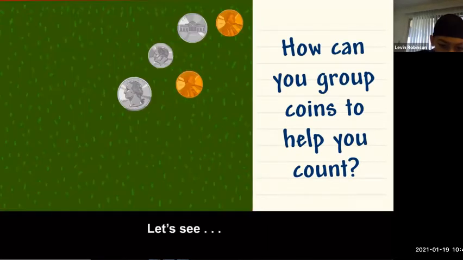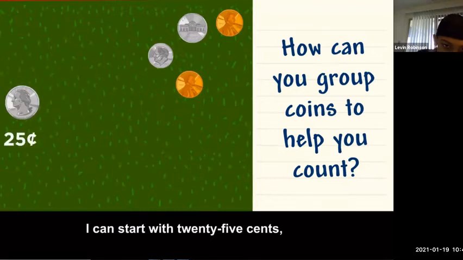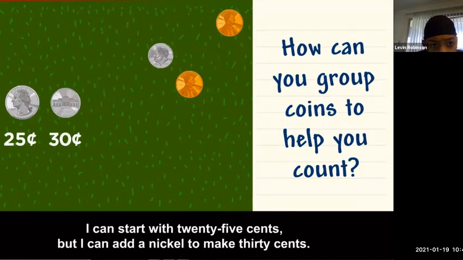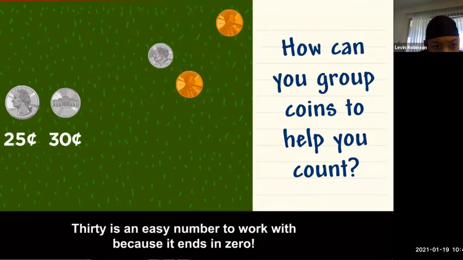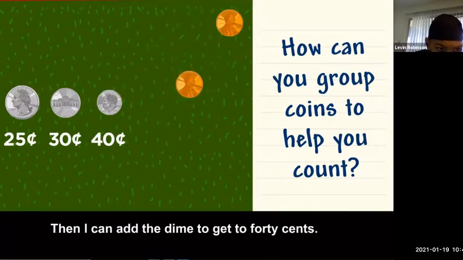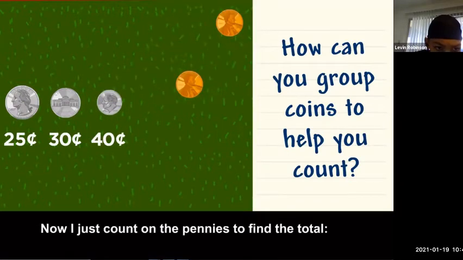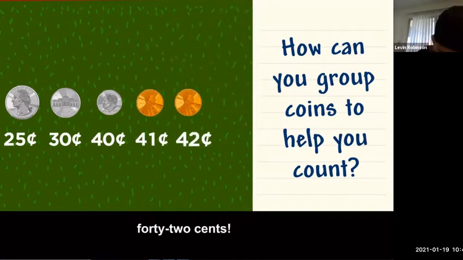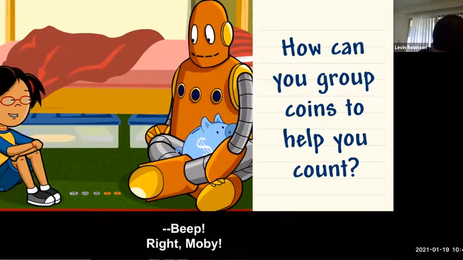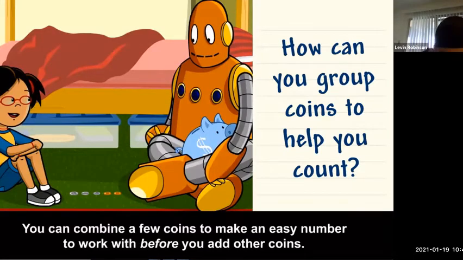Let's see. I can start with 25 cents, but I can add a nickel to make 30 cents. 30 is an easy number to work with because it ends in 0. Then I can add the dime to get to 40 cents. Now I just count on the pennies to find the total. 41, 42 cents. Right, Moby. You can combine a few coins to make an easy number to work with before you add other coins.